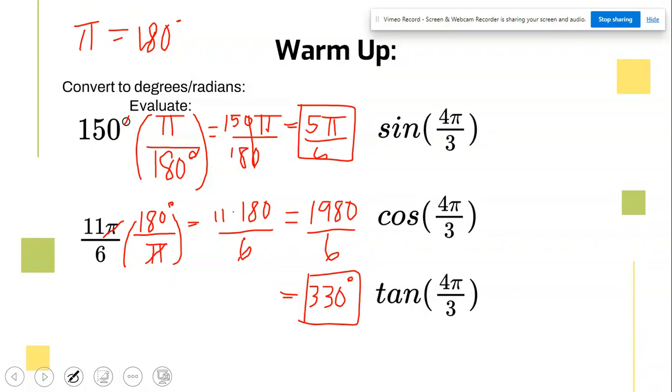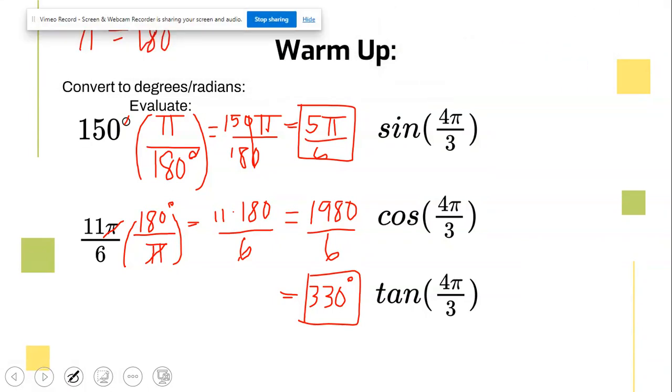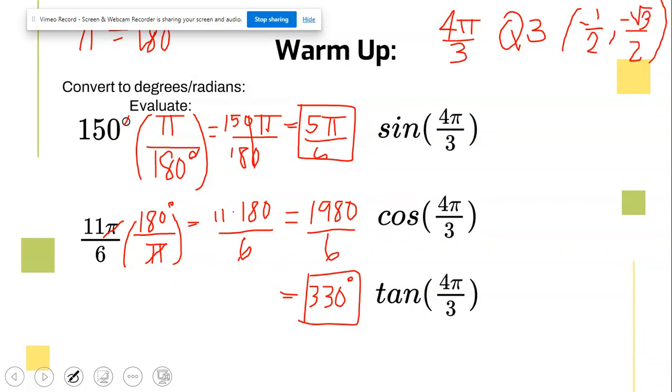Now, for sine, cosine, and tangent of 4 pi over 3, y'all, we're going to need to know our unit circle. So grab a unit circle. You're going to need it. Take a peek. And if we're looking at 4 pi over 3, that guy is in quadrant 3. And the coordinate for that is negative 1/2, negative root 3 over 2.